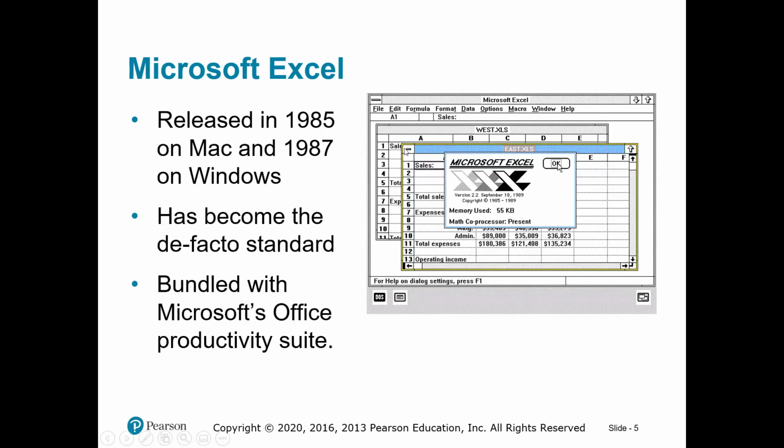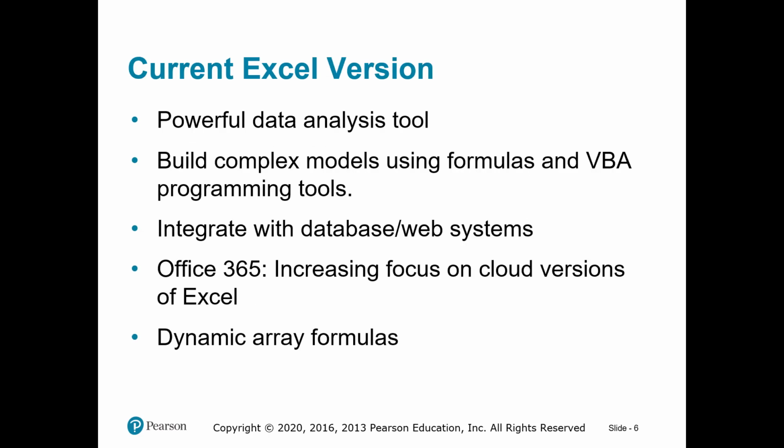Okay, this is Microsoft Excel. I think I've got a very old version here, and it was released in '85. Strangely, Microsoft released it on the Mac first. Maybe Lotus 123 was just too dominant on the PC, so they wanted to test it out in a different environment. But it was released on the PC 2 years later, and given Microsoft's ability to bundle it with operating systems, it has become the de facto standard and is bundled with Microsoft Office.